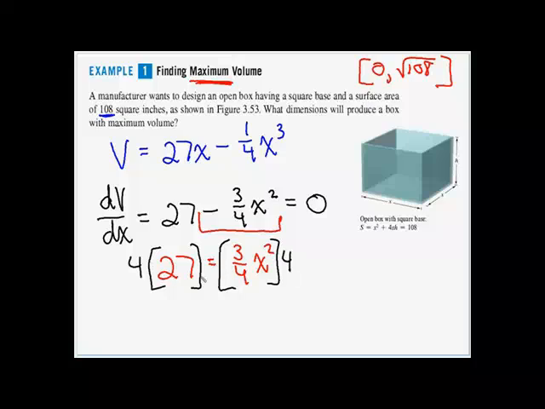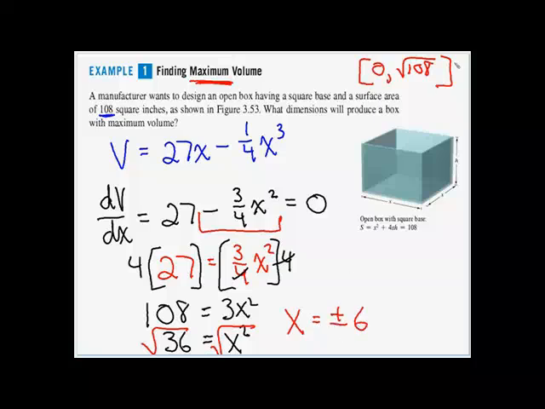So if we multiply through by 4 here, we're going to get 108, and that's equal to, these 4's will cancel, 3x squared. So 3x squared equals 108. If we divide by 3, we're going to get x squared equals 36. And if we take the square root of both sides, we would get x equals plus or minus 6. Now remember, we're operating on the domain from 0 to the square root of 108. So the negative value makes no sense. We can throw that out. So the critical numbers were plus and minus 6, and we can throw out the negative one.